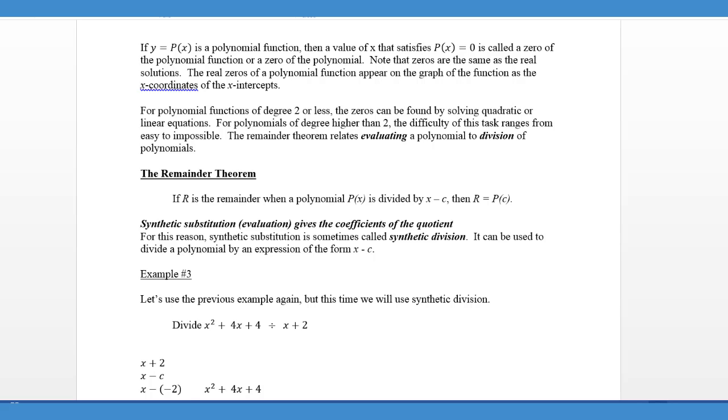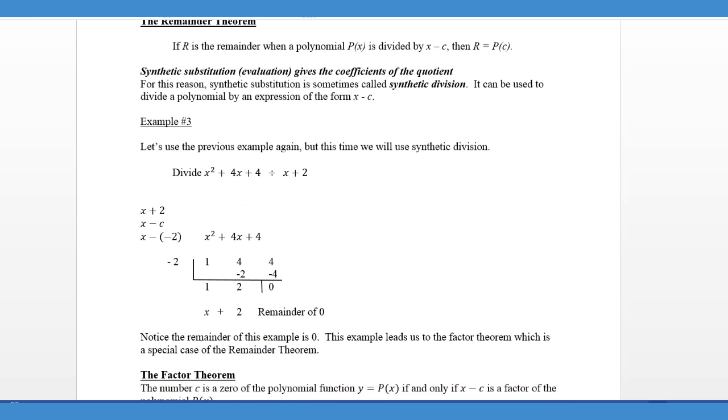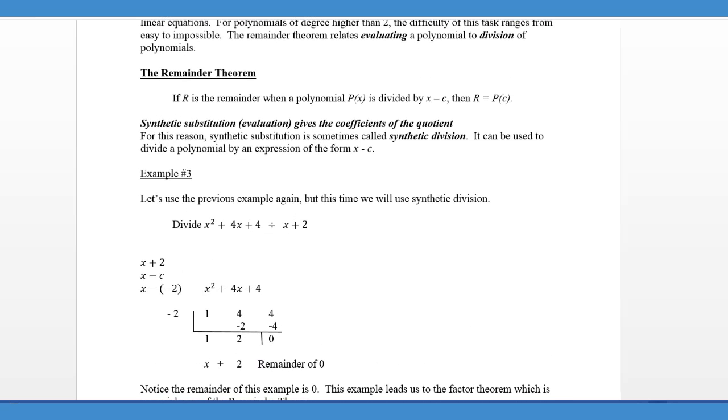A lot of times the remainder theorem, just the idea that we're learning a theorem here, seems kind of confusing, but it's really quite simple. It's basically saying that if we divide something by a factor, we get a remainder, we get an output. And that remainder is an output. And so we can use synthetic substitution to do that. Now, we're going to call it synthetic division because we're going to be dividing.